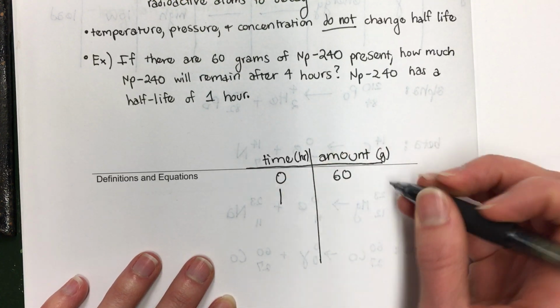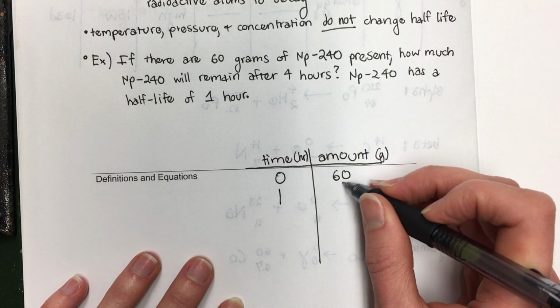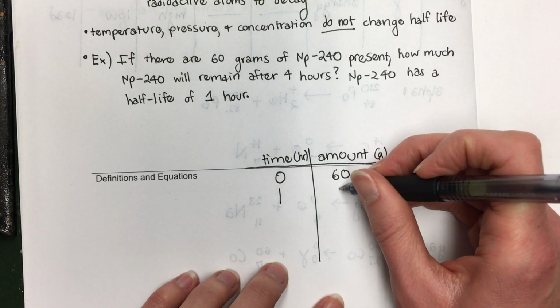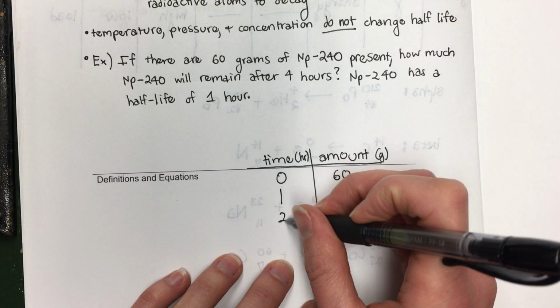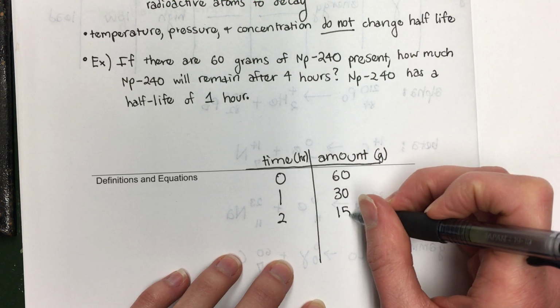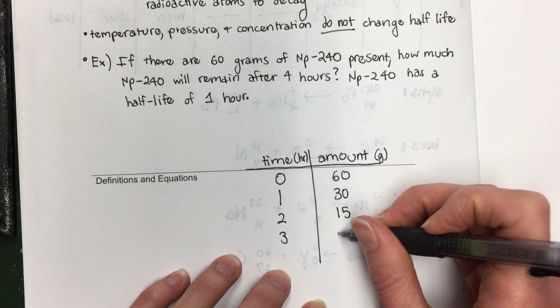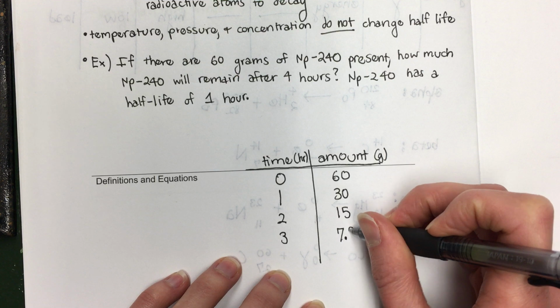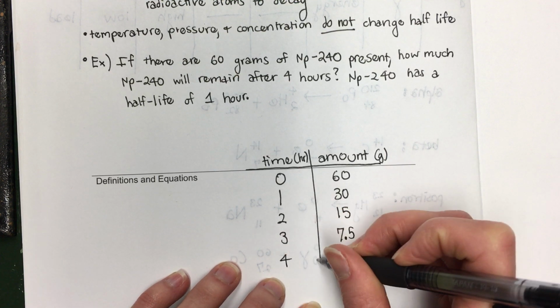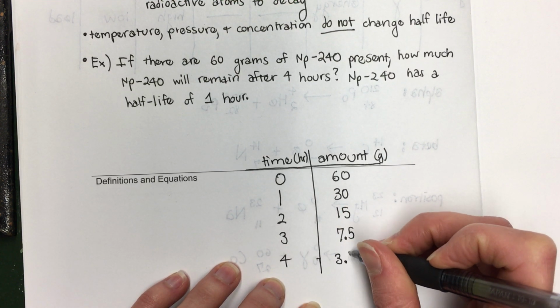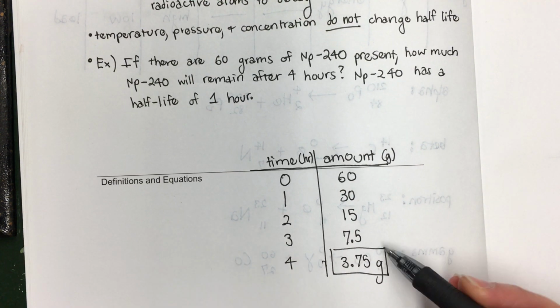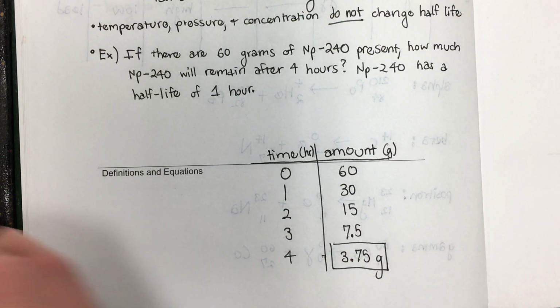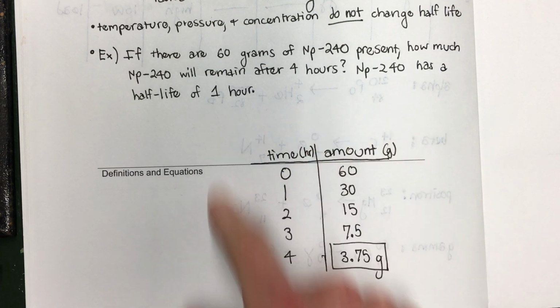So after 1 hour, I will only have half of this still as Neptunium-240. So that's 30 grams. The next half-life would be 2 hours. So that would be 15 grams. And then 3 hours is going to be 7.5 grams. And then after 4 hours, I'm only going to have 3.75 grams of Np240 left. So that is my answer. All right, so for all of the half-life problems, you set up a table like this.